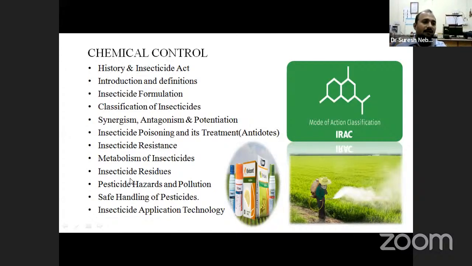So then this metabolism of insecticides, insecticide residues, pesticide hazards and pollution. These mostly, this portion will be more in depth for the SRF exam and ARS exam. Not much is there for the JRF exam. Then definitely safe handling of pesticides and insecticide application technology that you may be studying in your courses.